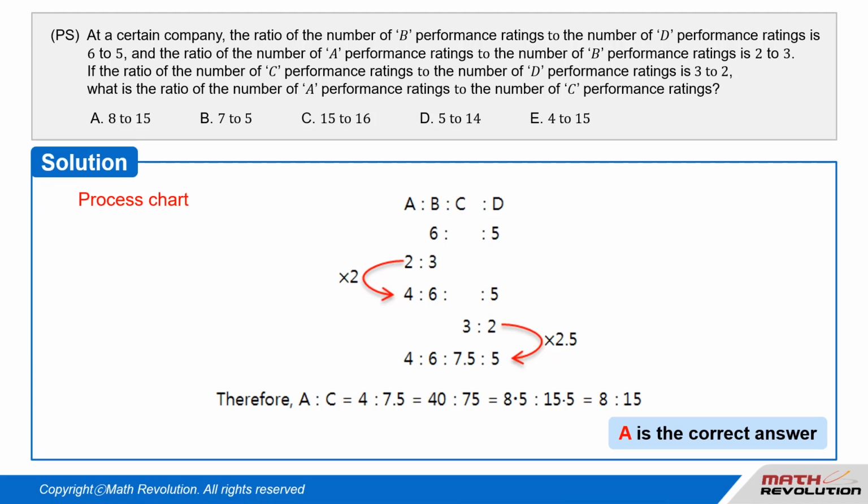Therefore, A is to C is 4 is to 7.5, which is equal to 40 is to 75, which can be written as 8 times 5 is to 15 times 5, hence it is 8 is to 15. Answer: A.